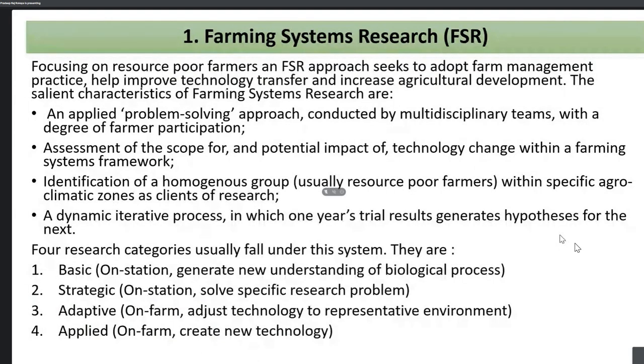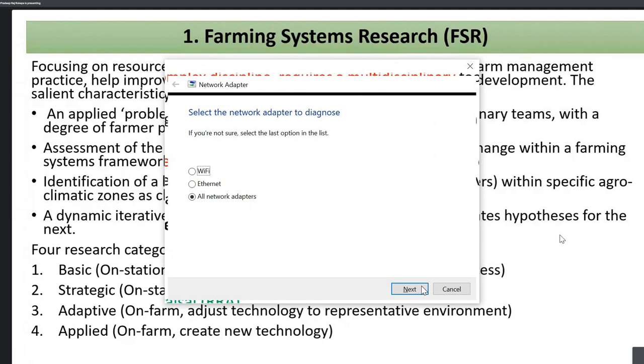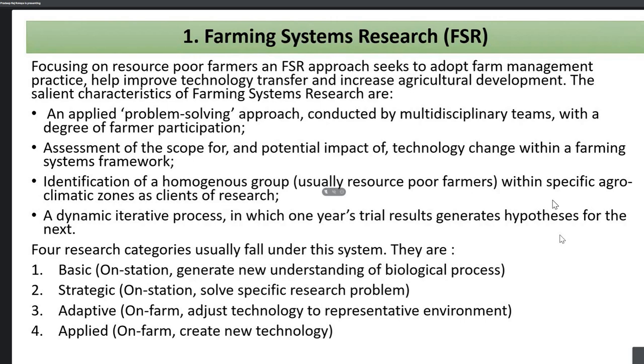What about farming system research? Focusing on resource-poor farmers, it helps improve farm management practices, technology transfer and agricultural development. The salient characteristics of farming system research are that it is applied problem solving. It especially works with a problem-solving approach, and is conducted by multidisciplinary teams with a degree of farmers' participation.